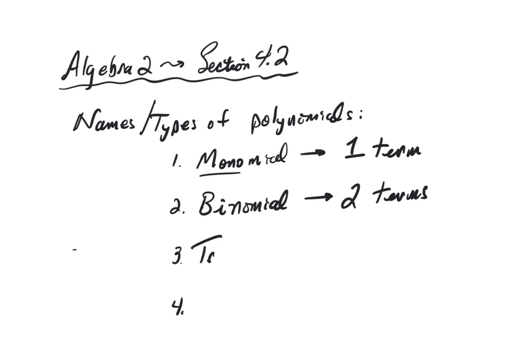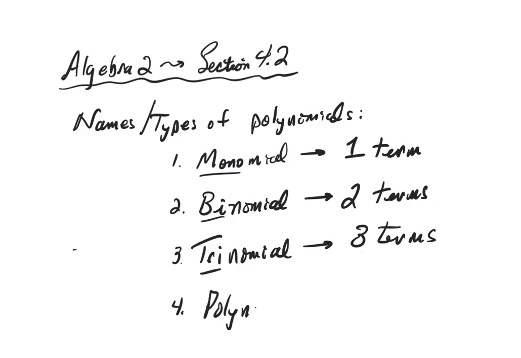Prefix tri with the same base word. Tri, of course, means three, so we have a polynomial with specifically three terms. And then we kind of run out of gas. We don't give names to 4-term, 5-term, 6-term, 7-term polynomials. Instead, anything with more than three, we just revert back to calling them polynomials because the prefix poly means many. So this is just going to have many terms.